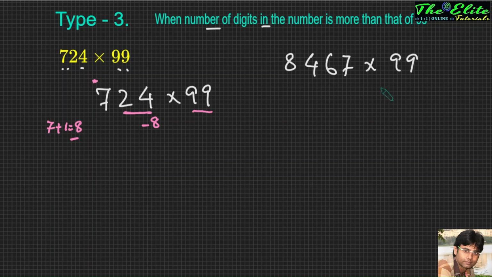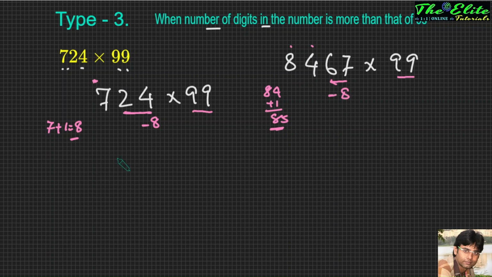Look at here, the same scenario. We have 2 9s, so we will mark 2 digits from the right. And the number left is 84. So we will add 1 to 84. So 84 plus 1 makes it 85. Now this 85 needs to be subtracted from the whole number, that is 8,467.